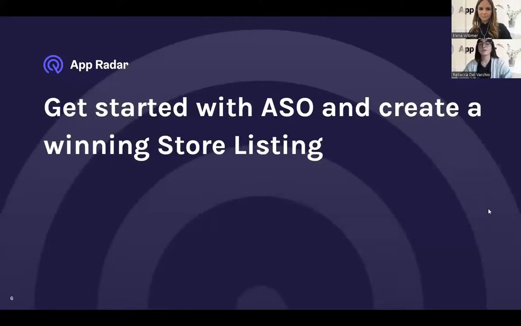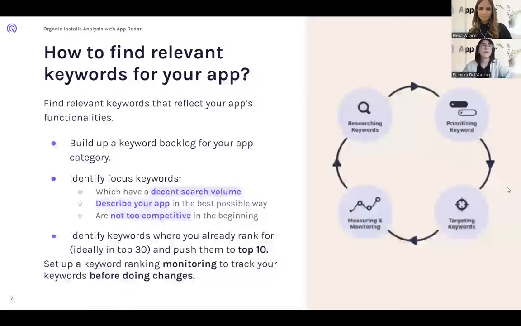Good. So now we heard how we can analyze our efforts and how we can understand how everything changed. But the main question after this is, how do we then adapt our metadata based on that? Or ideally, since ASO is a continuous effort, how you can, either before or after analyzing, create a winning store listing. So the first thing is that you need to find relevant keywords for your app.